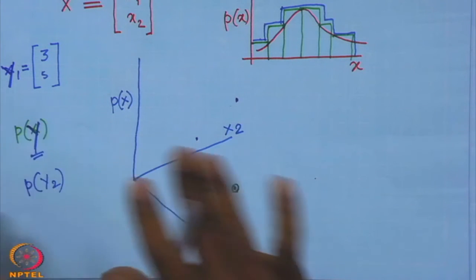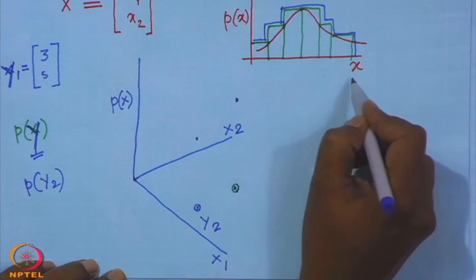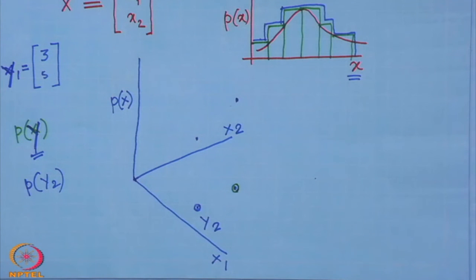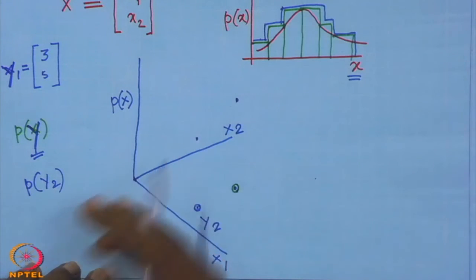So, if I join all these points in 3-dimensional space to represent my probability density function, you find that all these points define a surface in the 3-dimensional space. So, the probability density function of a 2-dimensional vector is nothing but a surface in the 3-dimensional space, whereas in case of 1 dimension, for a single variable, this probability density function is a curve in a 2-dimensional space. So, that is the difference. From curve we are coming to the surface.